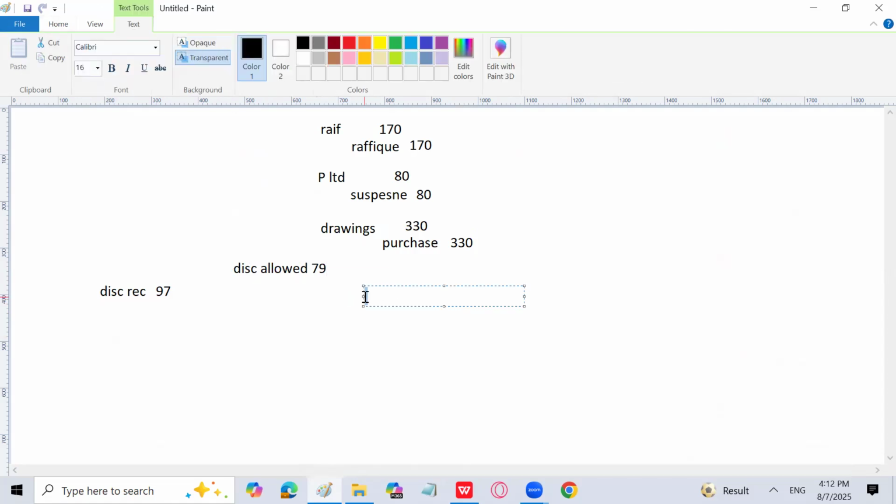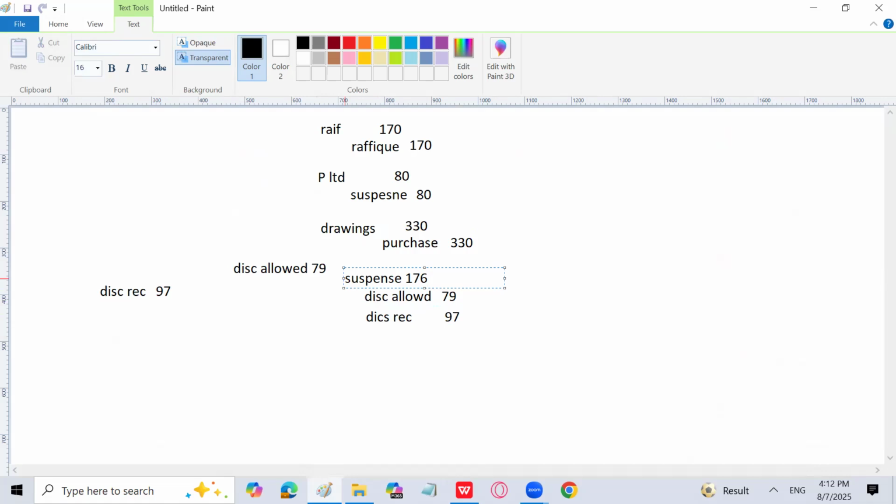So now let's go for the rectifying entry. Discount allowed is wrongly debited. It is going to be credited by the full amount, 79. Discount received is not recorded. It will be recorded on the same side with the amount which is required, that is 97. And suspense is going to be debited with the total of this amount. So let me calculate the total. 79 plus 97, that is 176. So 176 is the suspense account.